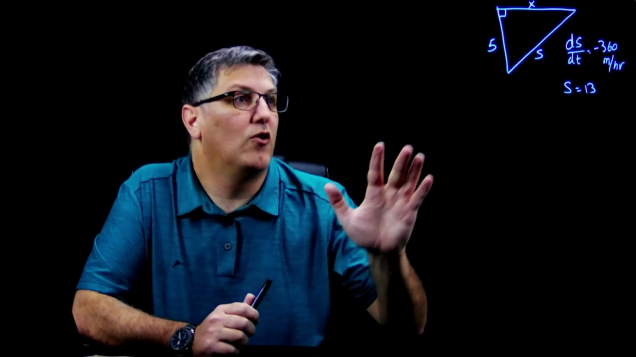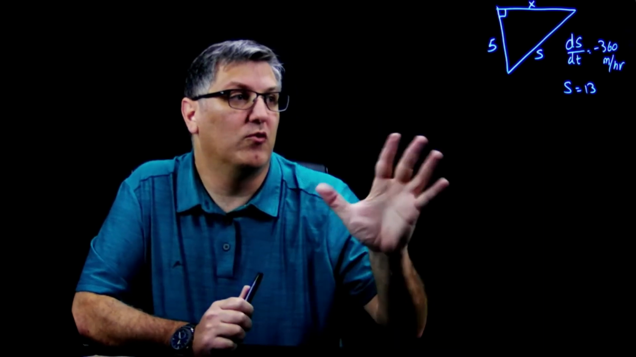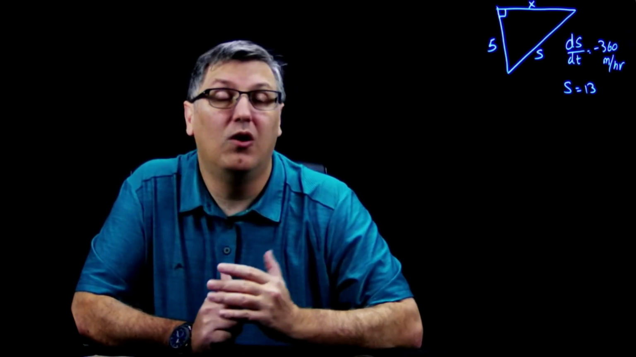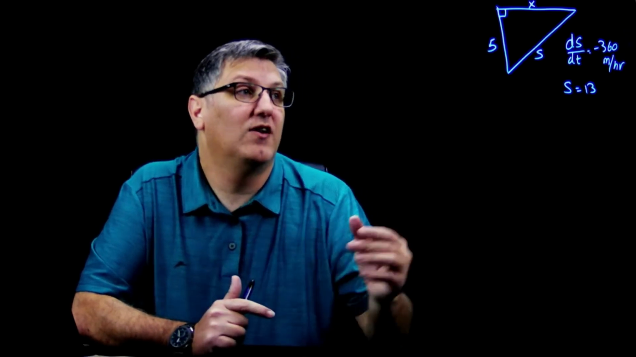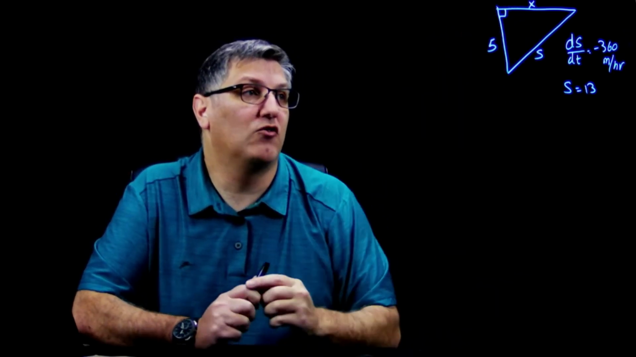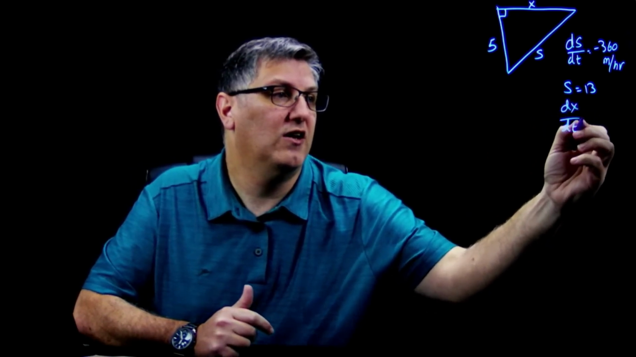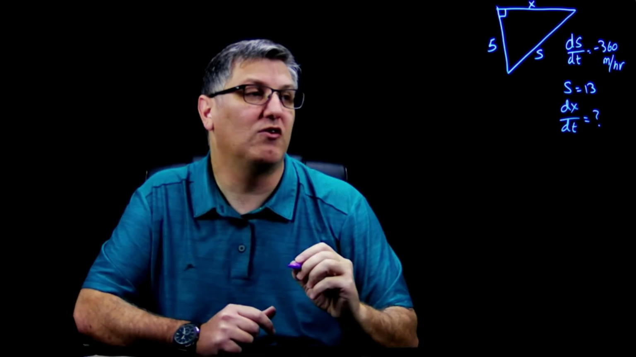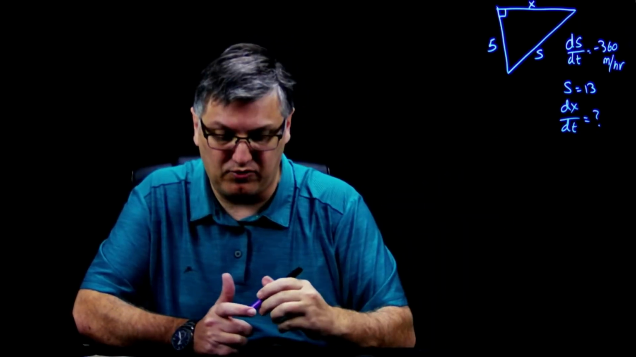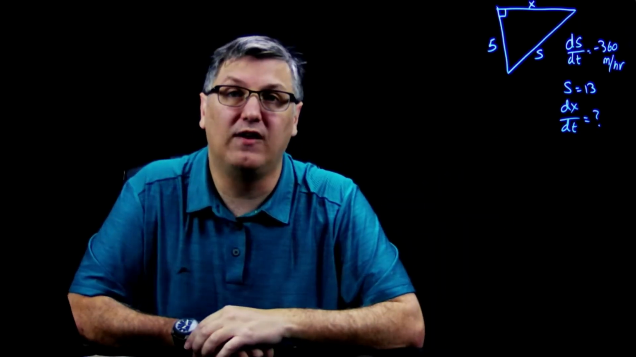Okay, so I erased this diagram so I have some room to actually work. So we have to think of an equation that we know that's going to relate s with x, because we're actually looking for dx/dt. That's what we're looking for. And then we're actually looking for the speed of it, so we'll take the absolute value of this once we find the answer.